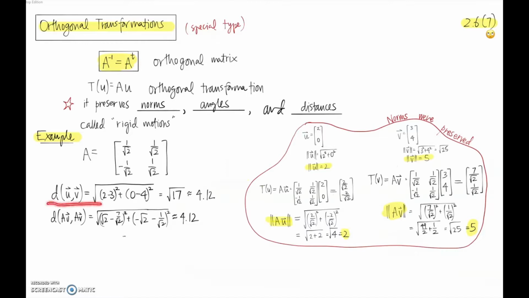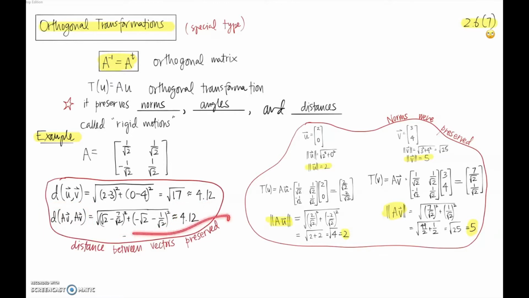So I went ahead and did all this work to find the distance between u and v. This one wasn't too bad. The distance is 4.12 units. And then I went ahead and found the distance between the transformed vectors. This one was bad, but it ends up also being 4.12. So the distances between those two vectors, the endpoints of those two vectors, stayed the same even through the transformation. And last but not least, we will see that the angles between the two vectors are preserved.